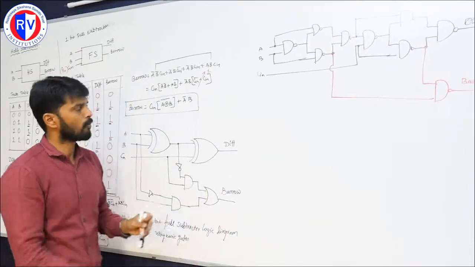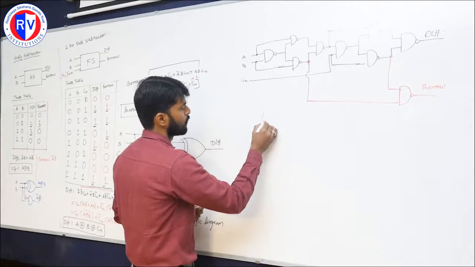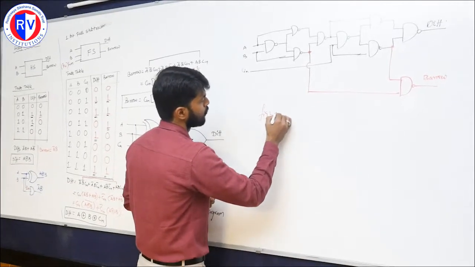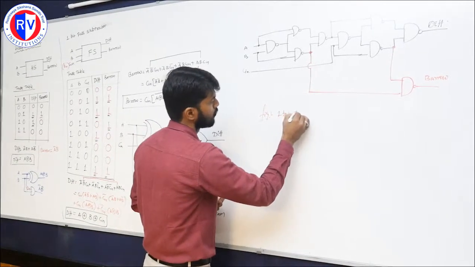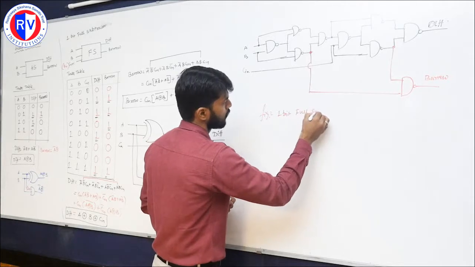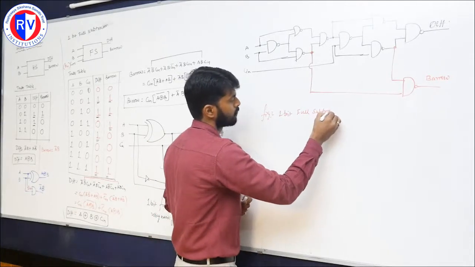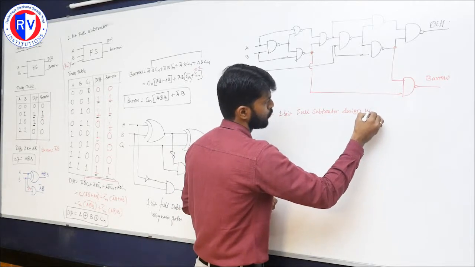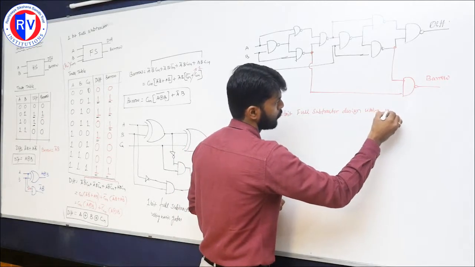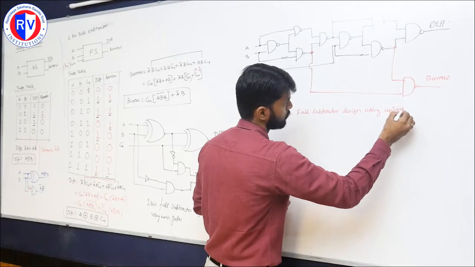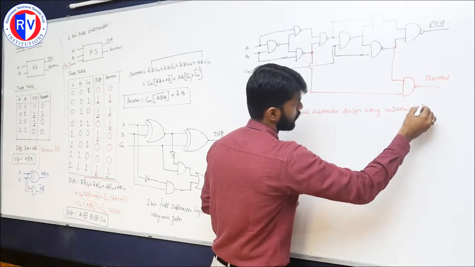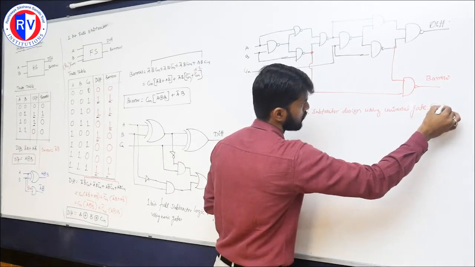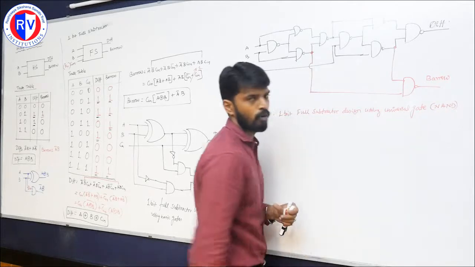So this is the figure for the 1-bit full subtractor design using universal gate. What is that universal gate? It is the NAND gate. You can even try it with the NOR gate.